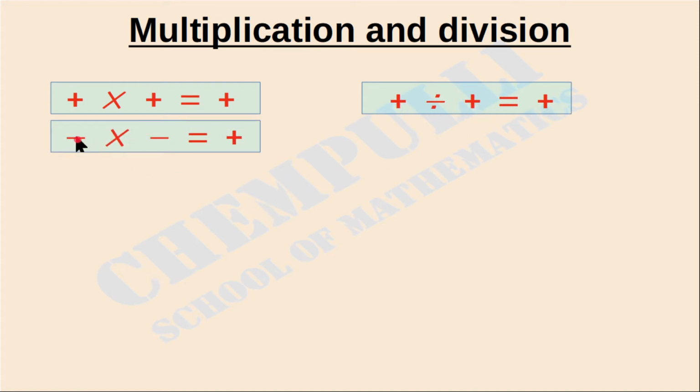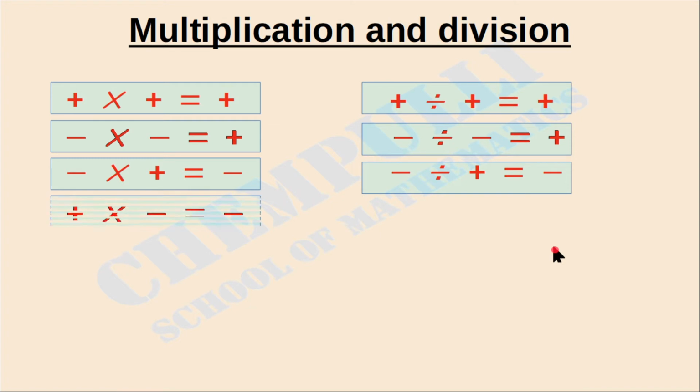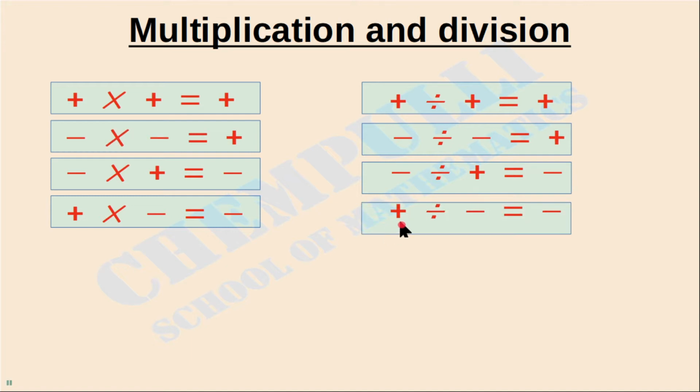Then if both signs are negative, the sign of the answer is positive. If both signs are different, that is, the first sign is negative and the second sign is positive, then the answer is negative. And if the first sign is positive and the second sign is negative, the answer is also negative.